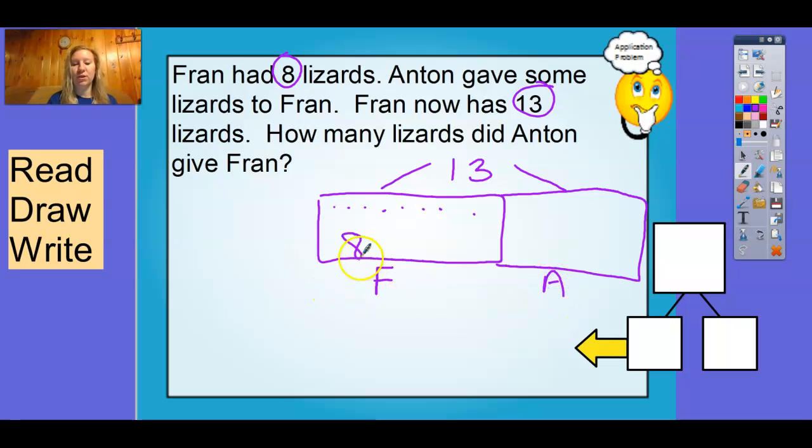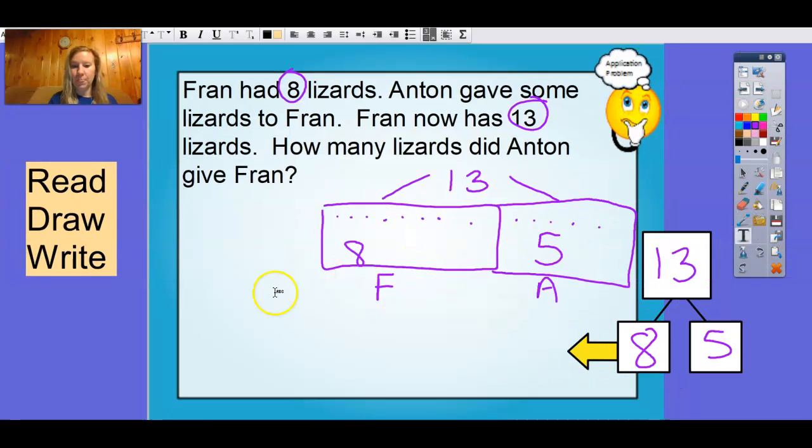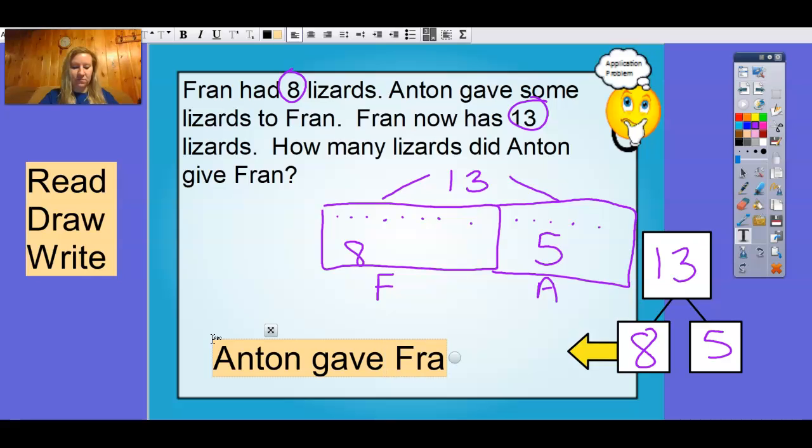So we're going to count up using 8 as our base number. We're going to go to 13, the total. So 8, 9, 10, 11, 12, 13. And then we're going to count the dots that we added. 1, 2, 3, 4, 5. 5. So she had a total of 13. We know that she started with 8 and Anton gave her 5. So if we look at our number bond, the whole is 13. The two parts are 8 and 5. And we can write here that Anton gave Fran 5 lizards.